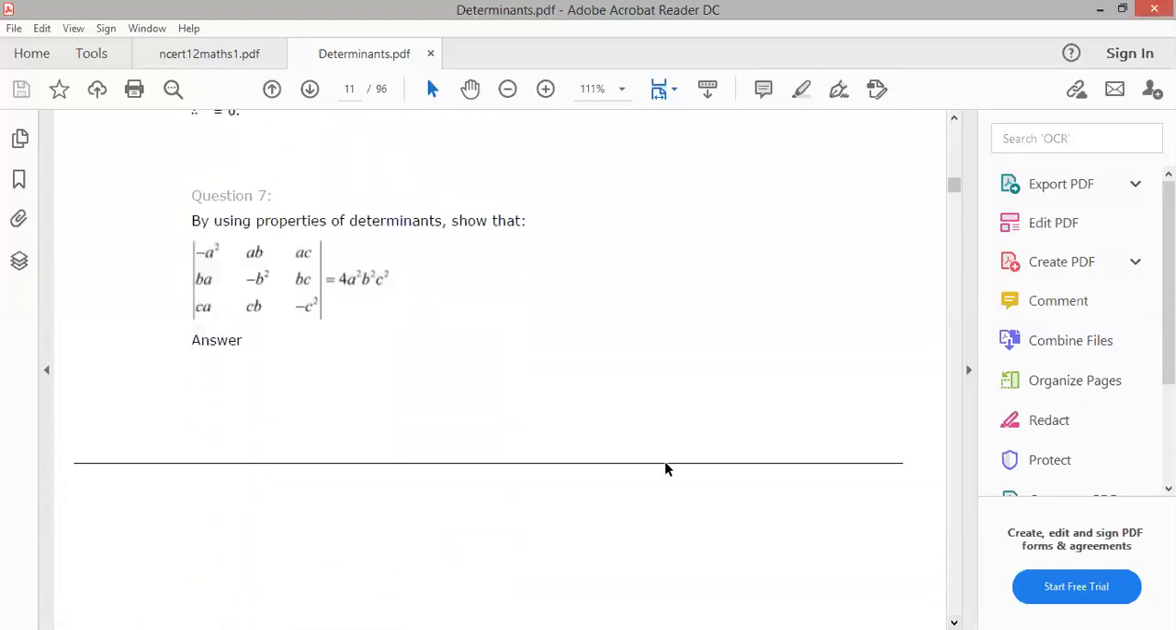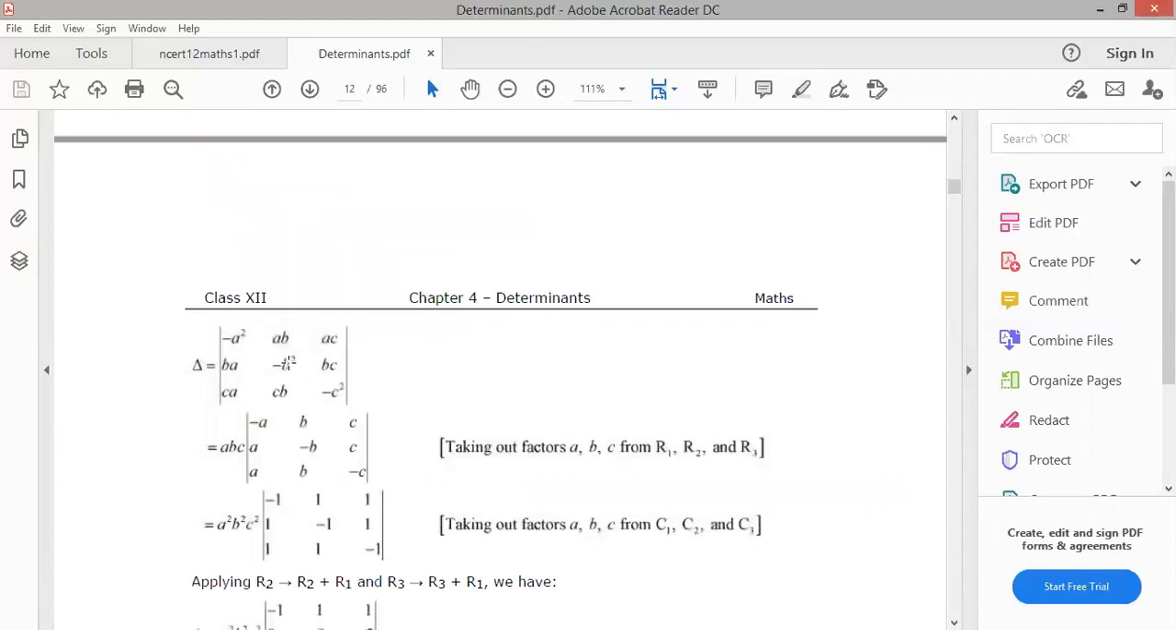Question number 7. We have to prove this is equal to 4 times A square B square C square. See here. In this determinant, you can see the first row of the determinant is minus A square, AB, AC. So we can take A common. From the second, we can take B common. From the third row, we can take C common. So we have A, B, C out as it is like this.